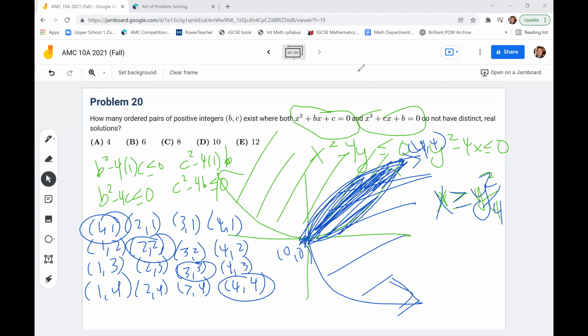Then I just tested out the rest, and instead of showing you all the math, I'll just tell you which ones worked. 1, 2 works. 1, 3 does not. 1, 4 does not. 2, 1 works. 2, 3 doesn't. 2, 4 doesn't. None of the rest worked. So the lattice points that work are 1, 1, 1, 2, 2, 1, 2, 2, 3, 3, and 4, 4. That gives us 6 lattice points that work.